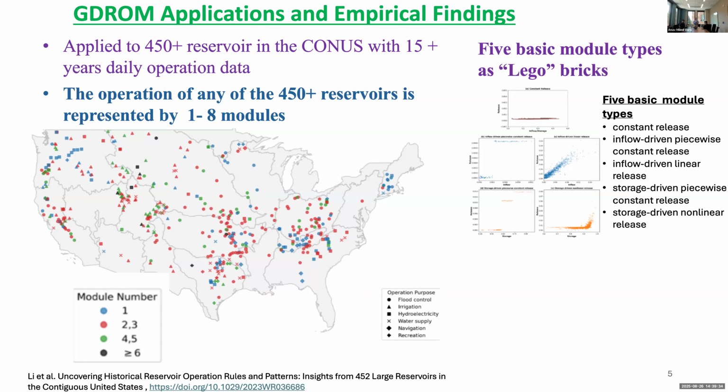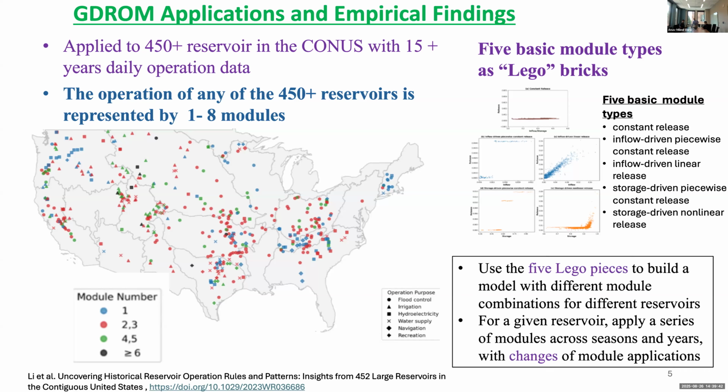But this reminds us that we could use these 5 basic modules as Lego bricks to build different shapes as we want, for certain purposes. So explicitly, we use these 5 Lego pieces to build reservoir models with different module combinations. For a given reservoir, we apply a series of these modules across seasons, across years, with possible changes of the model applications. I'm going to show some details.